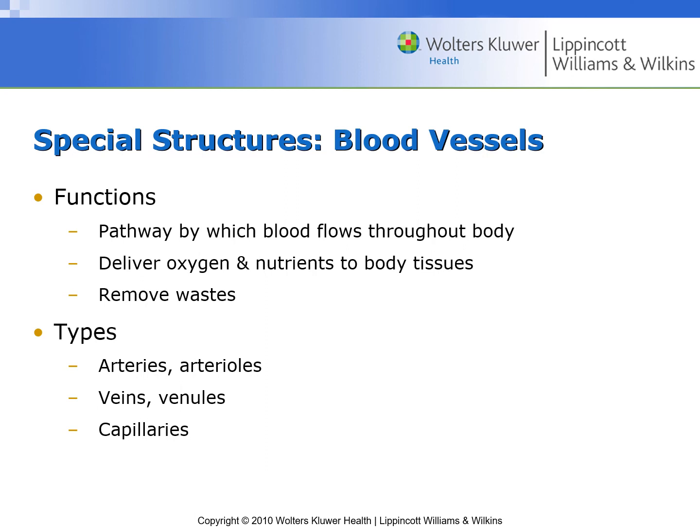Blood vessels are also examples of special structures of the human body. Blood vessels function by providing a pathway by which blood can flow throughout the body. Blood vessels deliver oxygen and nutrients to body tissues, and they also remove waste. The types of blood vessels are arteries and arterioles, veins and venules, and capillaries.